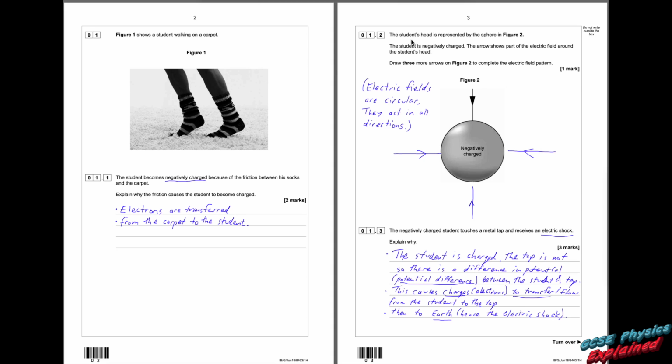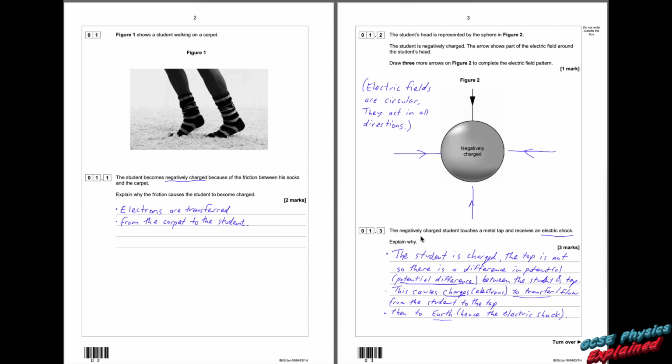Part 2. The student's head is represented by the sphere in figure 2. The student is negatively charged. The arrow shows part of the electric field around the student's head. Draw 3 more arrows on figure 2 to complete the electric field pattern. So I'm just saying here, remember that electric fields are circular. They act in all directions. This is coming in, so we'll make sure that these are all coming in as well. So they are the 3 lines that you need to draw.